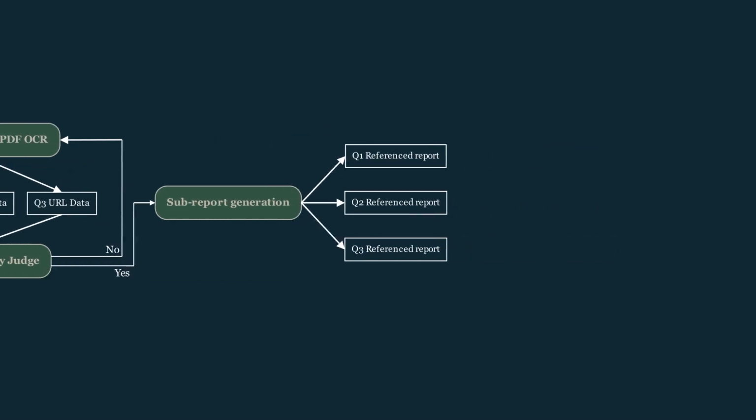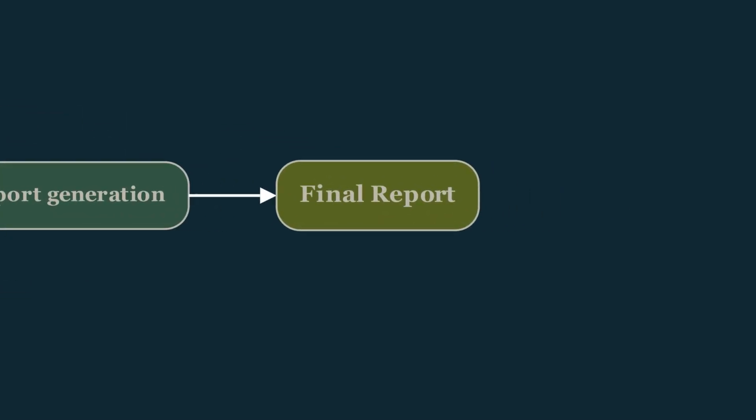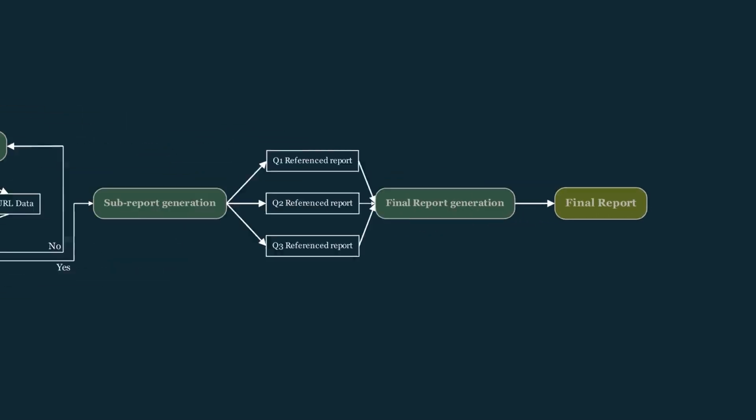And now that we have the referenced sub-reports generated, we can prepare our final report to answer the user query. And this time we pass to the LLM all the sub-reports along with the user query and its breakdown, and get the final referenced report as an output. So basically this is the full process of this hybrid agent.